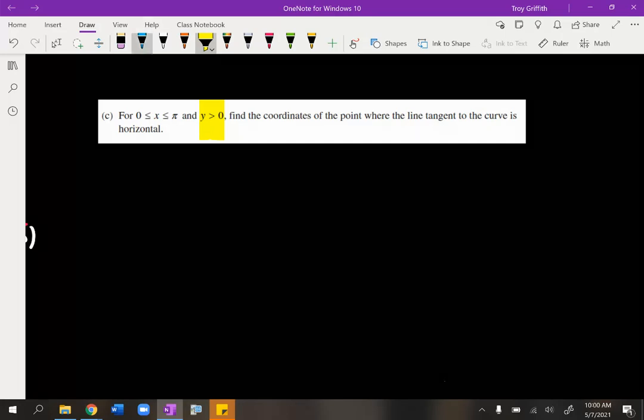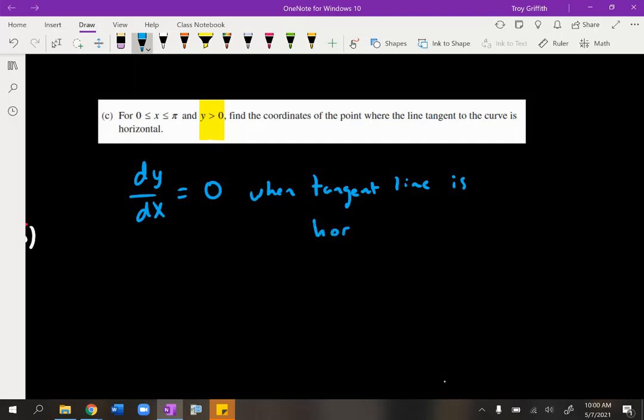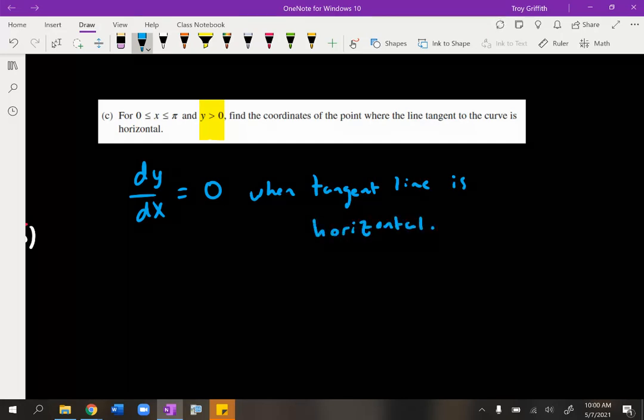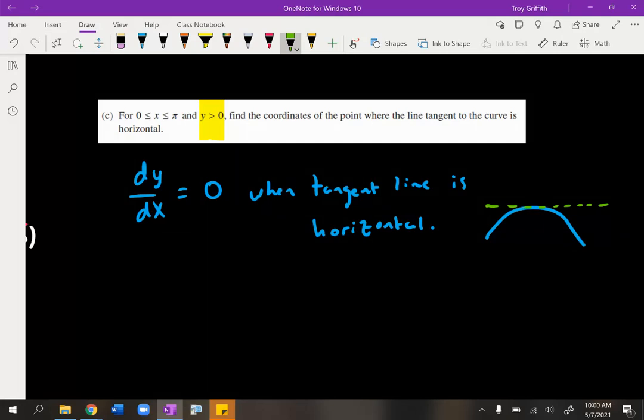Well, a couple connections we need to make. dy/dx is equal to 0 when the tangent line is horizontal. We can think about this: when a tangent line is horizontal, that occurs, for example, at a relative max. A horizontal tangent line has a slope of 0, so a derivative of 0. So we're really trying to figure out when dy/dx is 0, and we want to find the x and y value for that point.